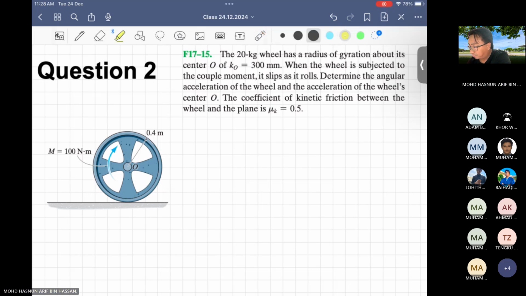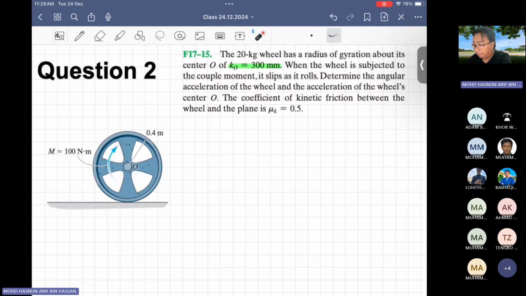A 20 kg wheel has a radius of gyration about its center, KO, of 300 millimeters. So now you notice that the object is non-homogeneous. Why? Because the radius of gyration is given, and by looking at the object itself, you know that it is non-homogeneous. Dia ada cutouts dekat rim tu dan sebagainya. So this is definitely not a regular cylinder. When the wheel is subjected to couple moment, it slips as it rolls. Couple moment ni, ini yang saya sebut hari tu. Couple moment means this M here. It is already a moment being applied to the wheel.